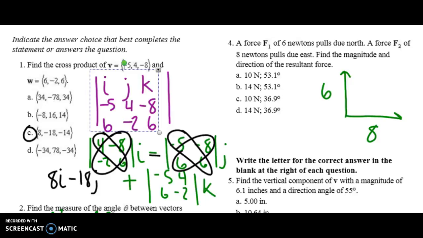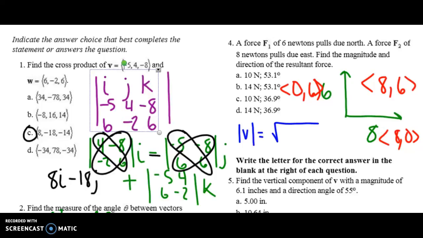So if I added these two, this one would be the vector 0, 6, and this one would be the vector 8, 0. If I add them together, I get the vector 8, 6. So what we need to do then is use that to find our magnitude. Remember, the magnitude of our vector is just the square root of 8 squared plus 6 squared. 8 squared is 64, 6 squared is 36, and together is 100. Square root of 100 is 10.